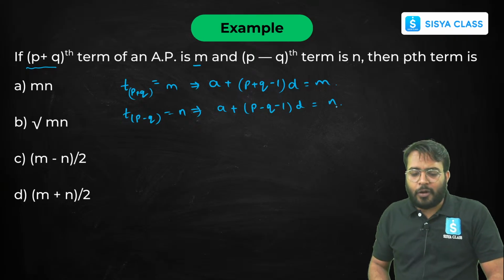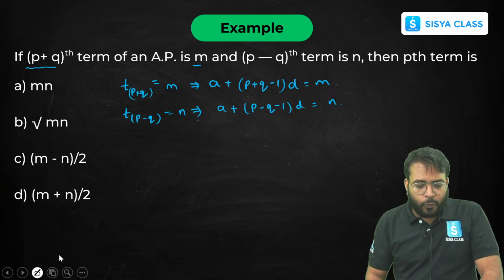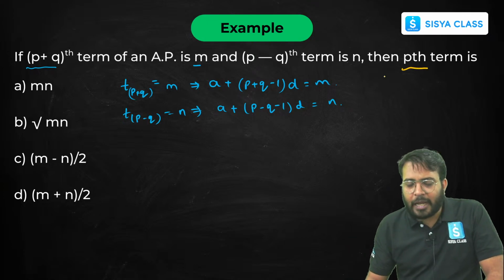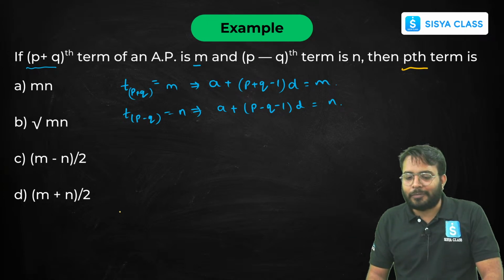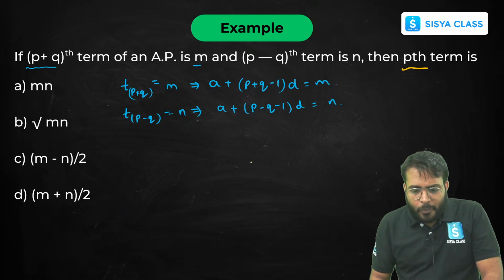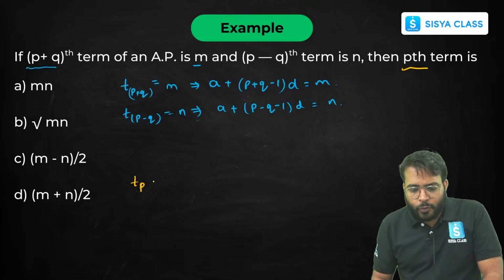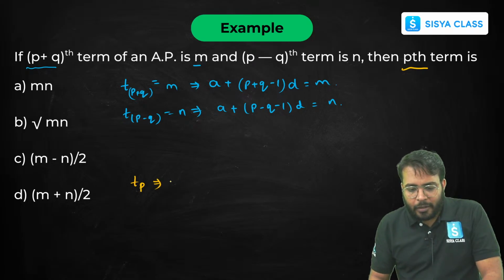What do I need to find out? I need to find out the pth term. Okay, so the pth term is what? The pth term, tp, is going to be a plus (p minus 1) into d.